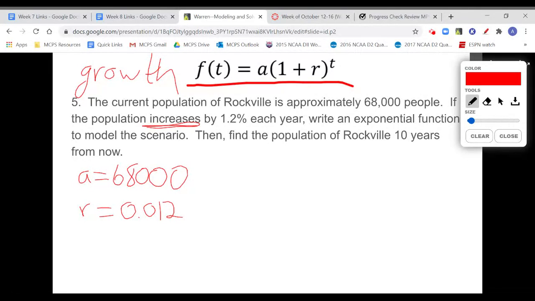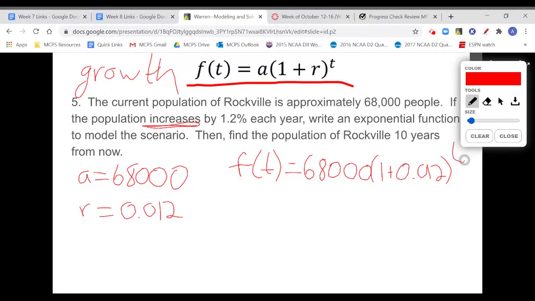Now it asks me to write an exponential function to model the scenario. So f of t, and I have my a value of 68,000, just substituting that in. And then I have 1. And remember, I was given a growth. I'm talking about increasing. So I'm going to go ahead and add that rate of 0.012. And then raising that to the t.